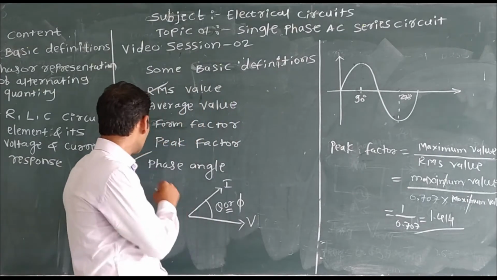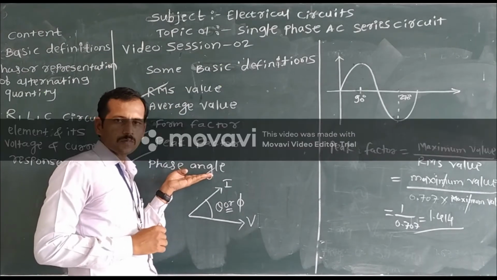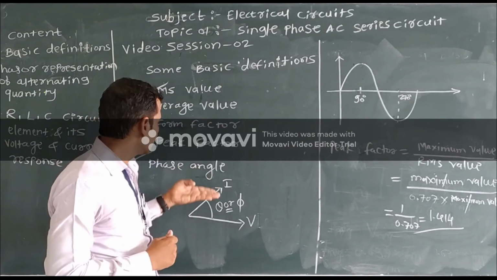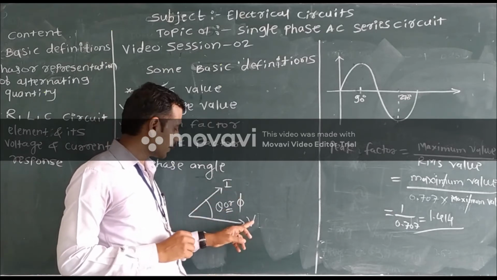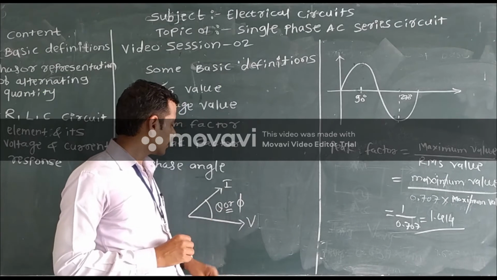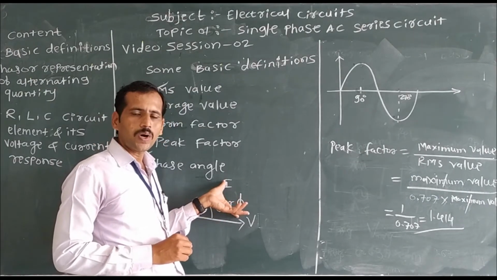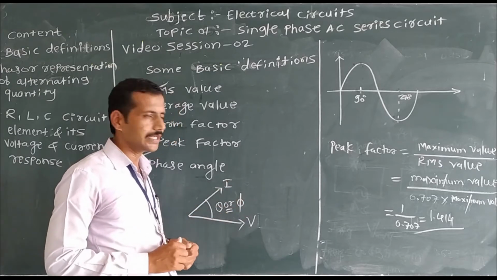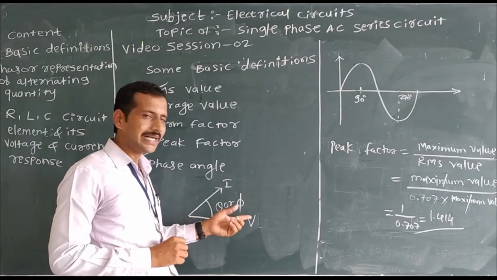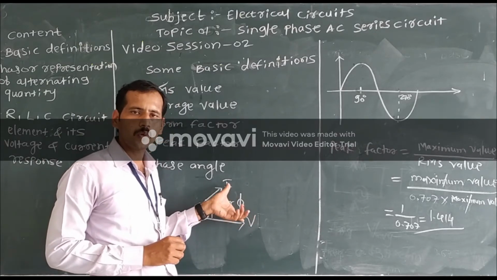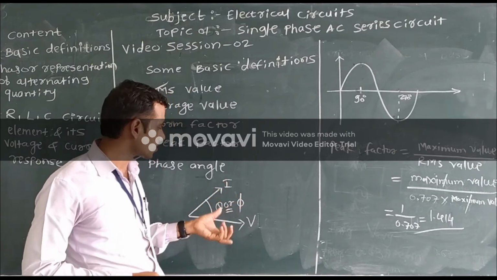Next definition is phase angle. So what is phase angle, or how can we define phase angle? We are simply taking two vectors or two alternating quantities, voltage and current. The angle introduced between two vectors or two alternating quantities, that is known as the phase angle, theta or phi.